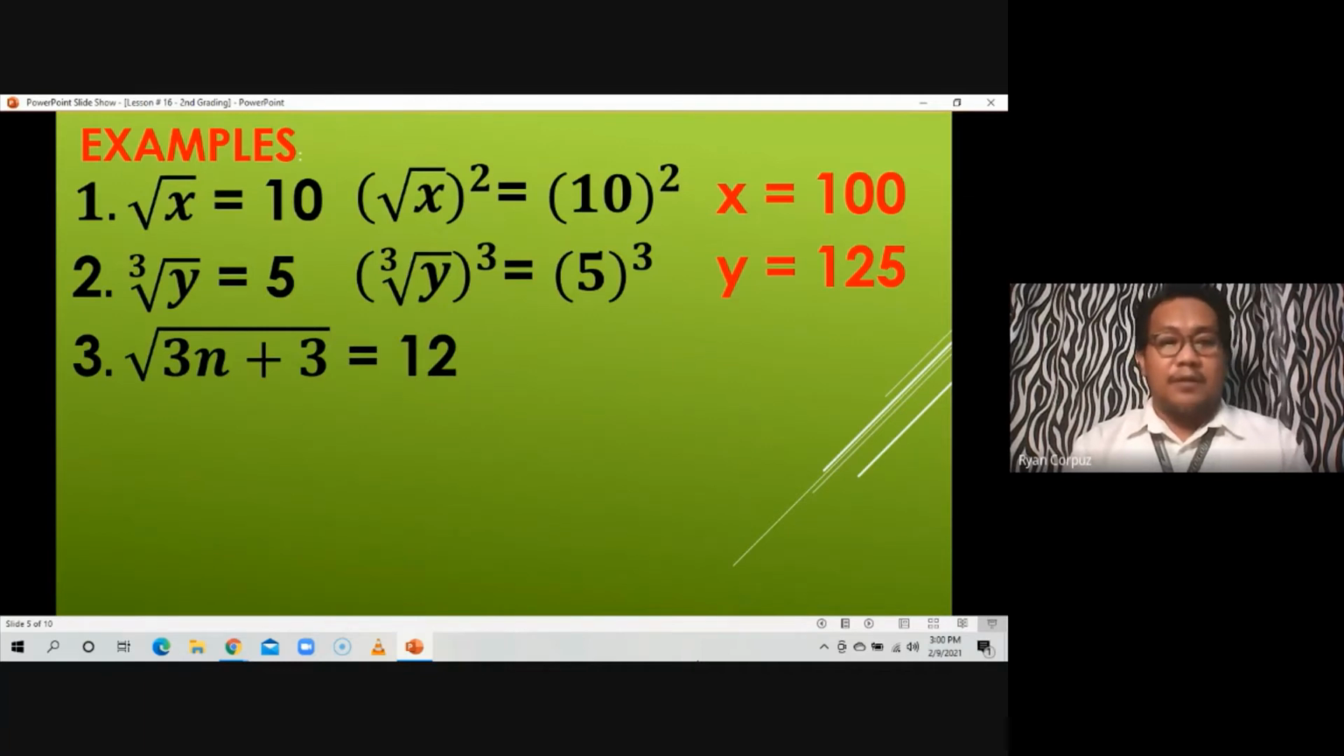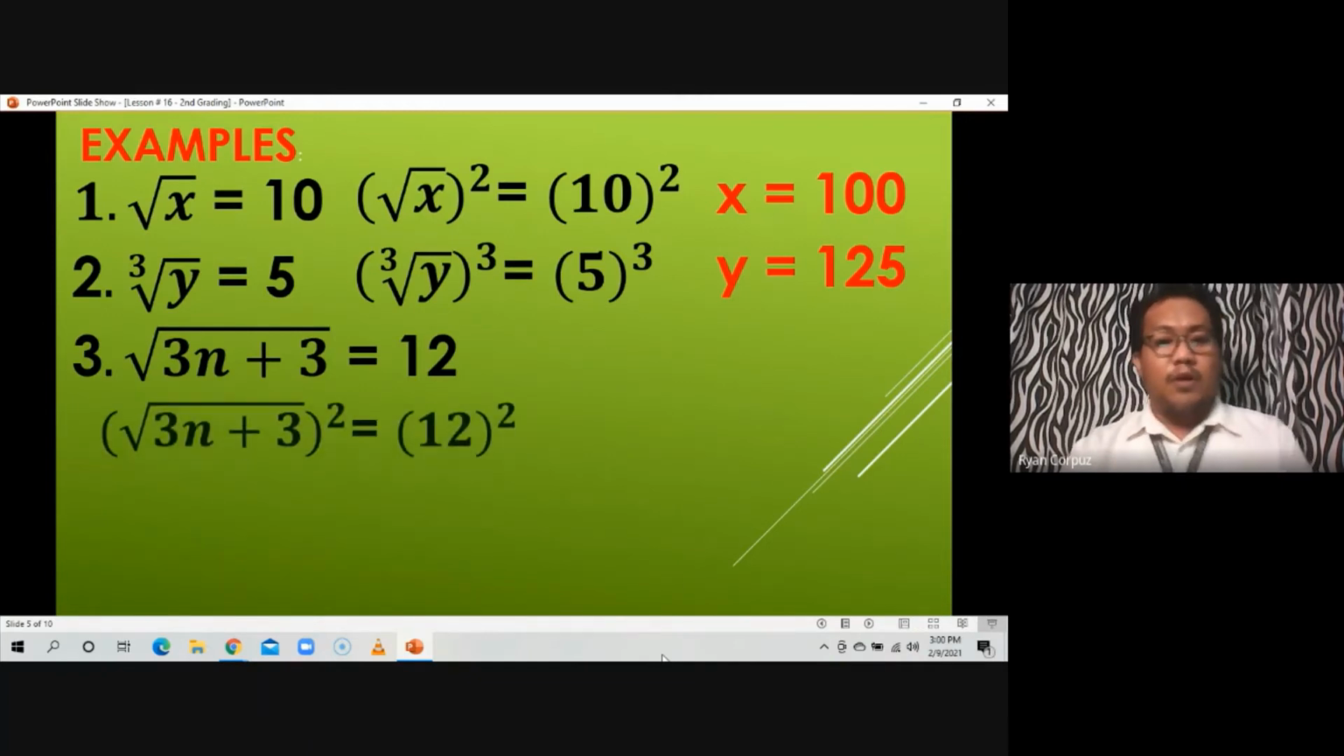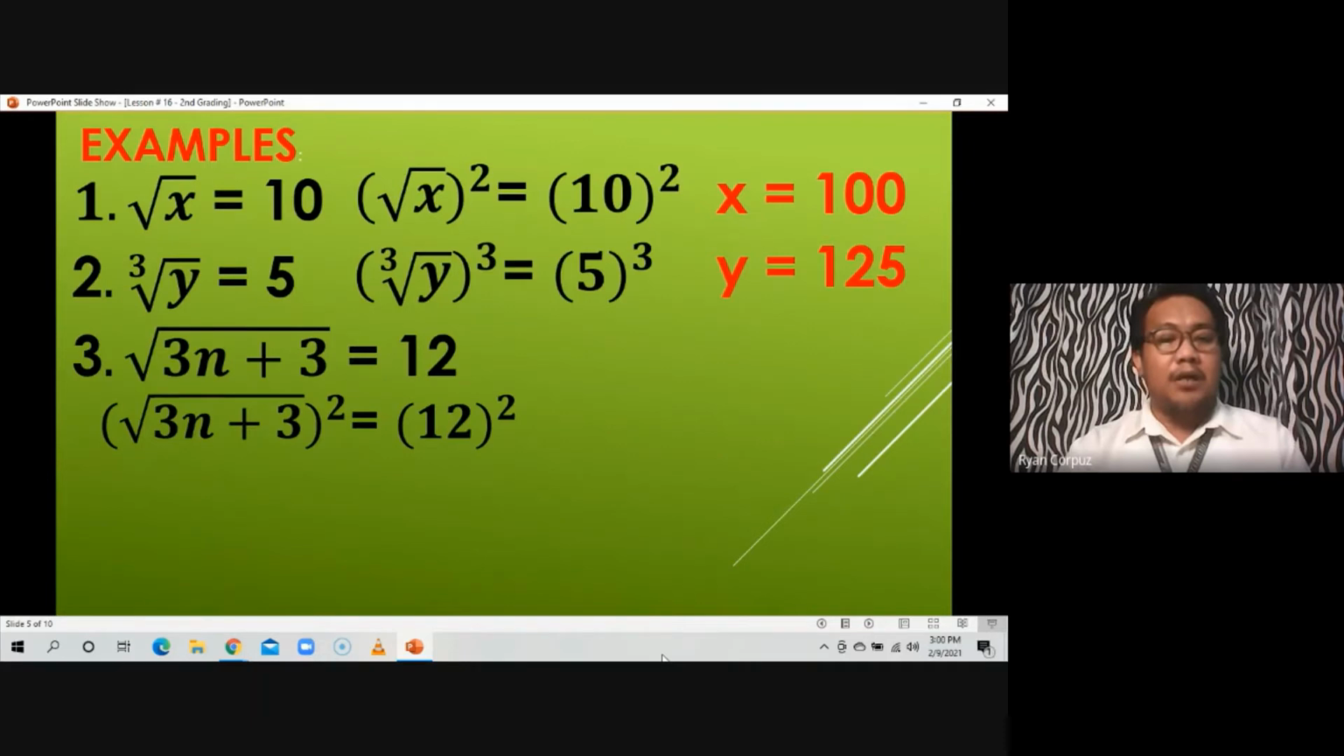So how do we answer this? Just like what we did on the first two examples, that's also what we are going to do here. Our purpose, since it is already arranged in the right form, is to eliminate right away this radical sign. That is by raising both sides of the equation by the power same as the index. So we are going to raise both sides of the equation by 2 because the index here is 2. By raising both sides by 2, when we simplify the left side, the square root sign as well as this 2 will be eliminated. So 3n plus 3 is what remains.